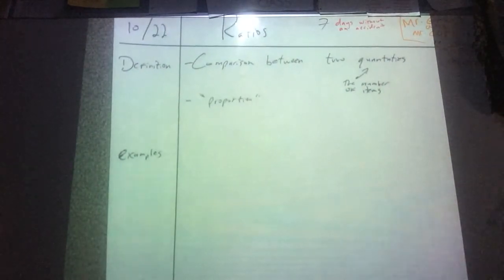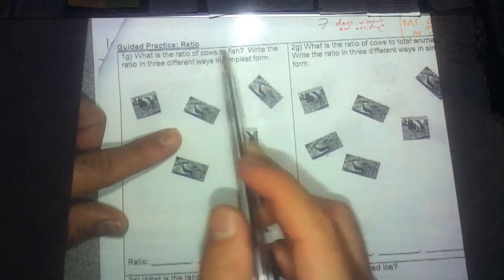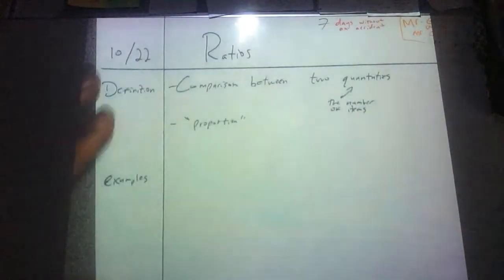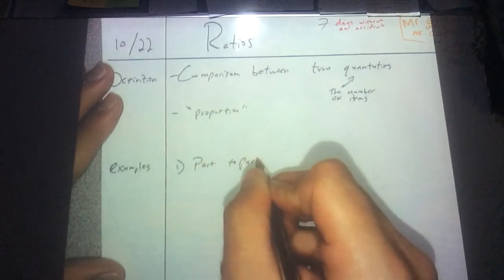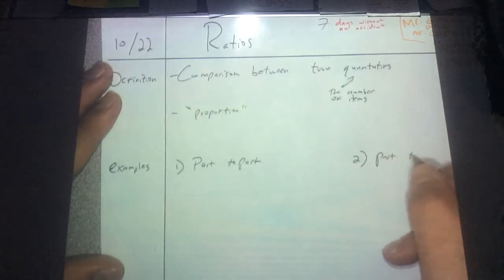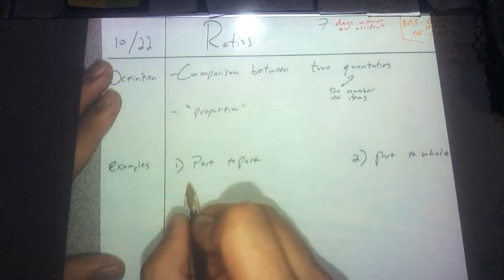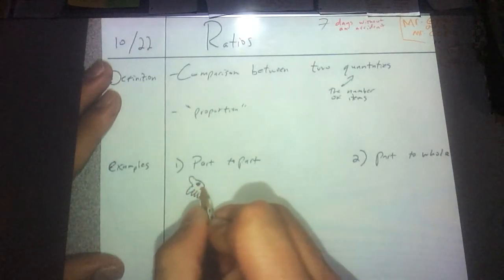So examples, I'm actually going to go ahead and write these two examples here. What is the ratio of cows to fish? And then here, this is what is the ratio of cows to total animals. Now, there are two different types of ratios. There's part to part, and there is part to whole. Now, I'm going to go ahead and briefly draw the cows and the fish. I know I draw cows really, really bad, but that's a cow.